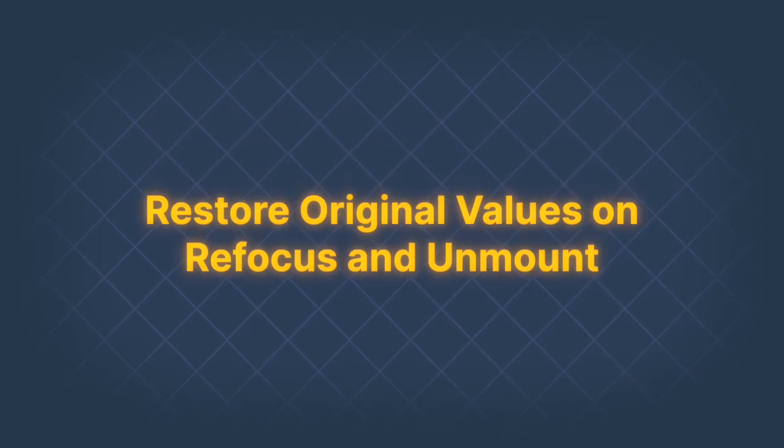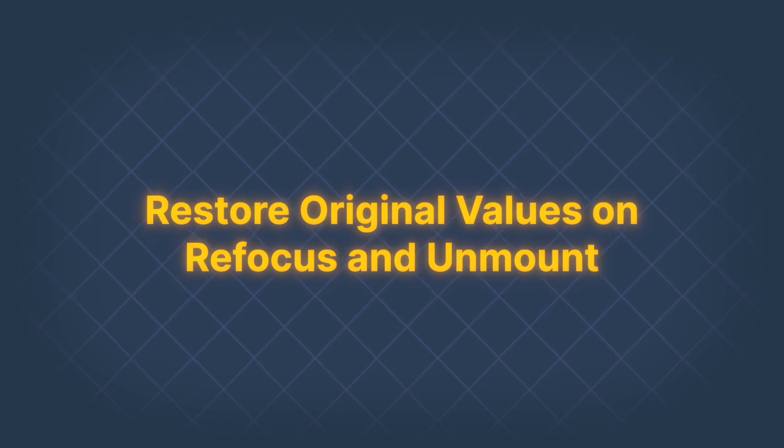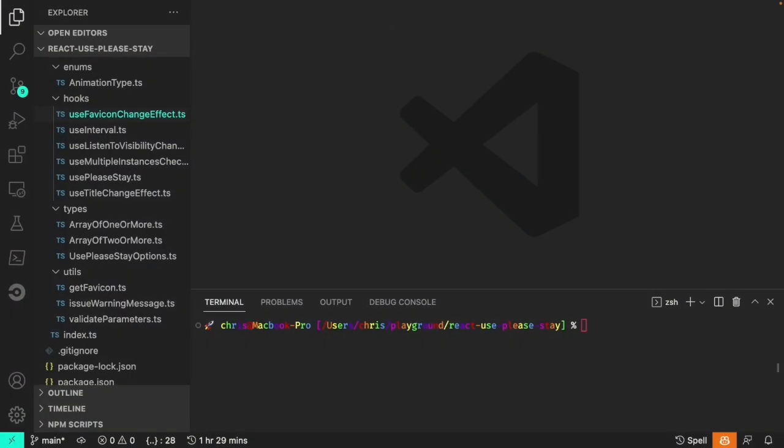So far, we've mostly ignored what happens when focus is restored to the web page using our hook. The same is true for the case if usePleaseStay is unmounted for some reason. And for both cases, whatever iteration or current state of the document title or the favicon would remain that way, stuck on the page. This isn't exactly a good developer experience.